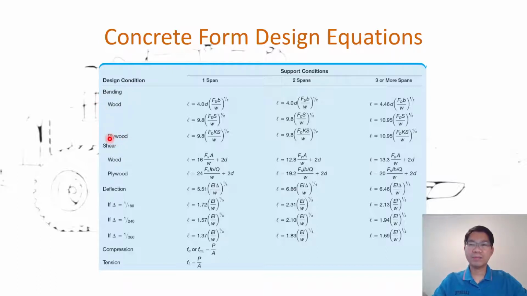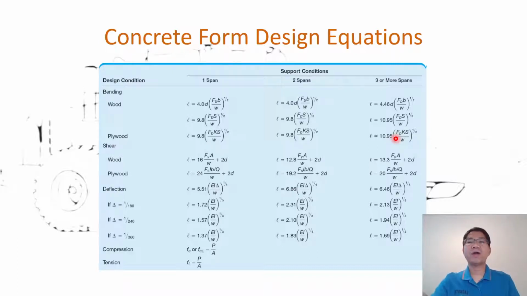So for plywood engineered products, we use these equations, but that depends on what the support condition is. If it's only a single span, you can see that equation. If it's two spans, that equation for bending. And if it's three or more, which tends to be the case, then you apply the last column there.